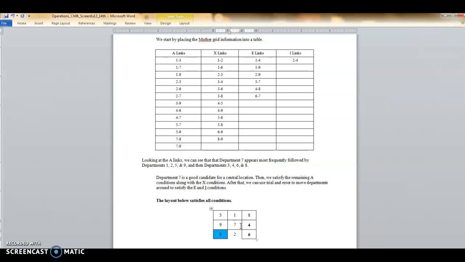The I link is somewhat important, but not really highly important. 2 to 4, 2 and 4, they touch diagonally. So we've basically met all the conditions of highly important, very important, and items that should not touch, the X links, which do not touch one another whatsoever.